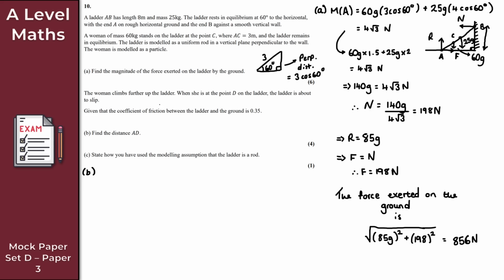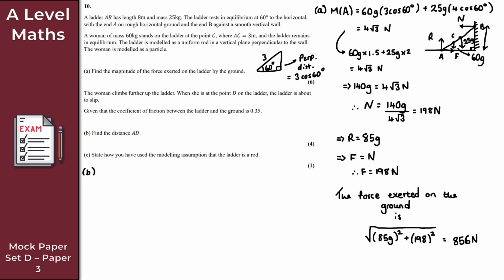So what we're told here is the woman climbs further up the ladder. So you can imagine she just moves further up the ladder here. And when she's at the point D on the ladder, she is about to slip. Oh no, she's going to fall, right? So given that the coefficient of friction between the ladder and the ground is 0.35, what we want to do here is find the distance AD.